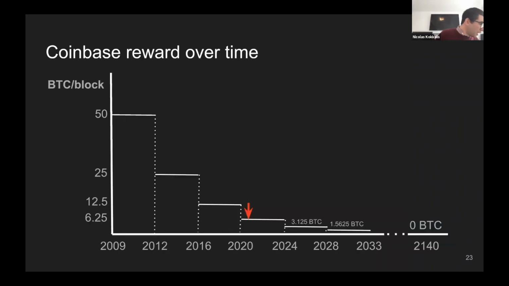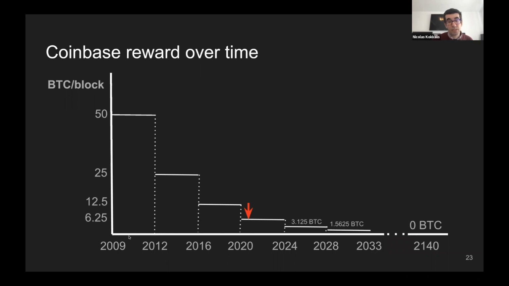Now, let's look at how the Coinbase reward evolved over time. So in 2009, it was Satoshi and his two friends. The Coinbase was 50 Bitcoin per 10 minutes. 2012 will halve to 25, 2016 12.5. We had a halving in 2020 last year, and now we are at 6.25 Bitcoin per Coinbase.